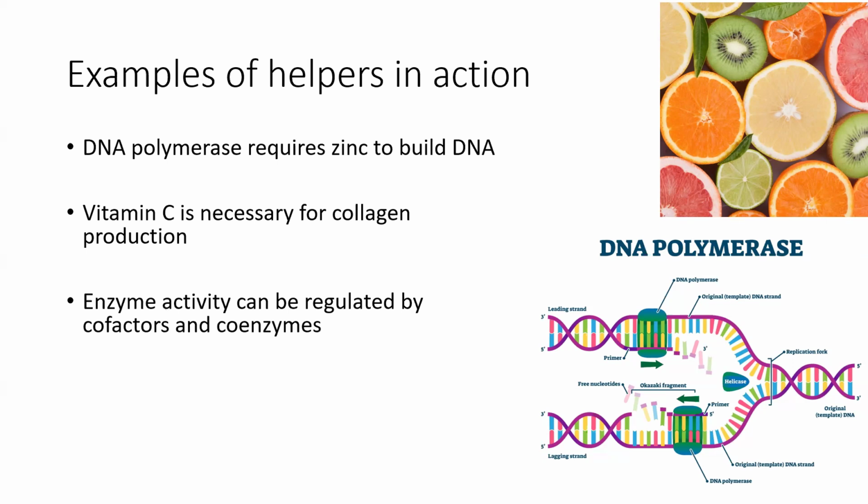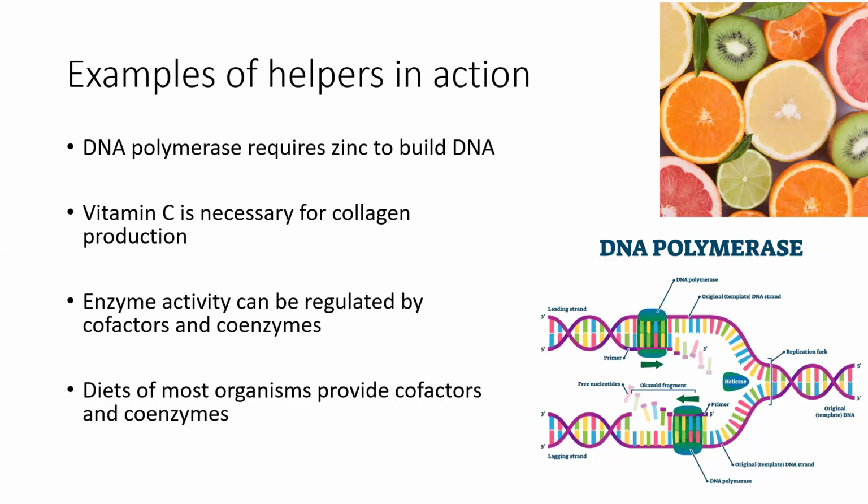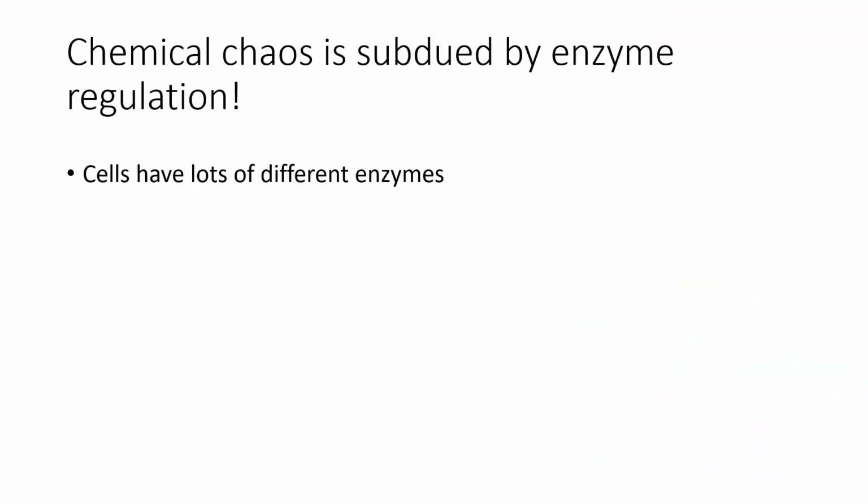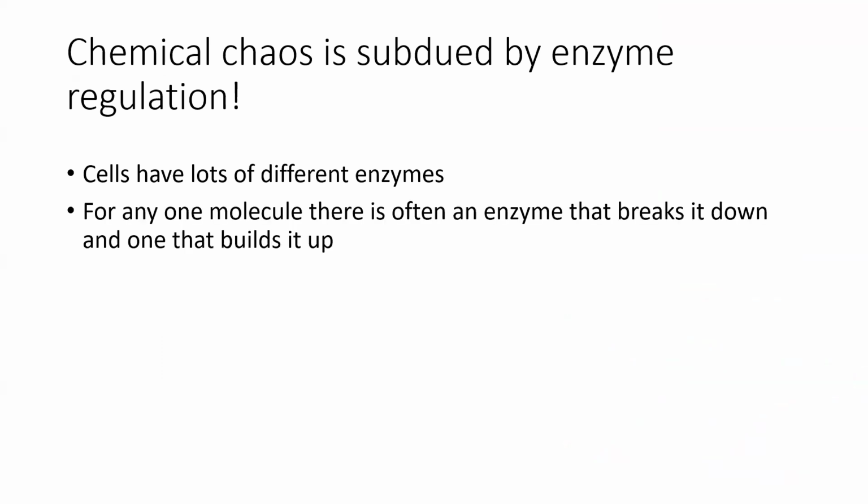Something else that's cool about cofactors and coenzymes is they can actually help regulate metabolic processes, so they can regulate enzyme activity. Most of the time, we get all of these helper molecules that we need from our diet. So vitamin C-rich foods are featured up here, for example. Generally, animal tissues tend to have more of those inorganic compounds. Now, as I had mentioned earlier, cells have a lot of different enzymes. And most of the time, if there's a molecule, there's both enzymes that build it up and break it down.